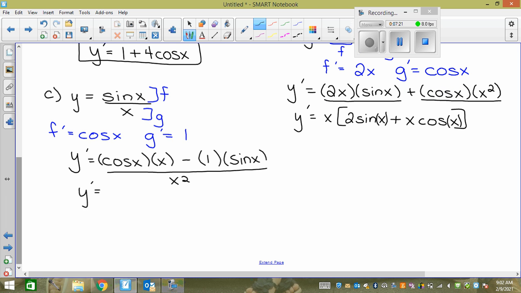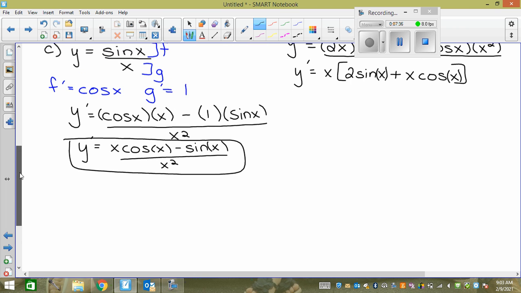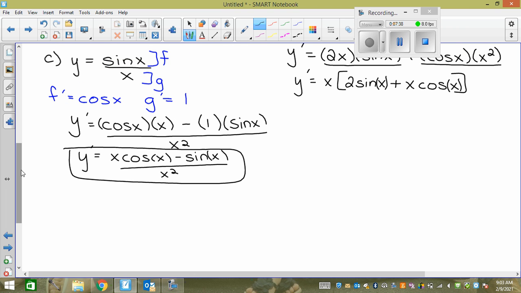So I'm going to get x cos x minus sine x over x squared. That's as good as it gets. Tomorrow is when the lessons get real good. Tomorrow is when a lot of stuff happens. Chain rule, when life changes in derivative land. Okay.